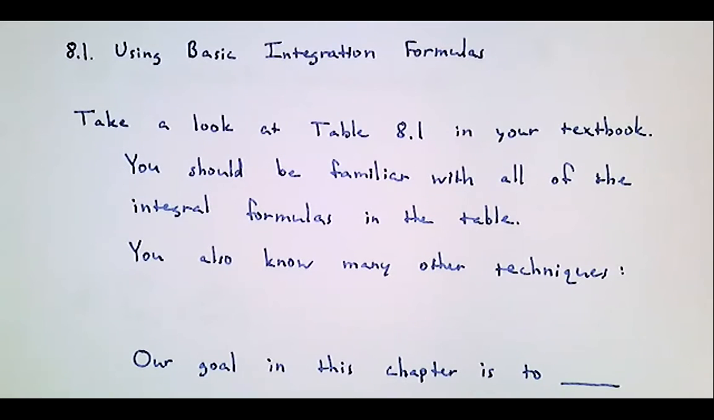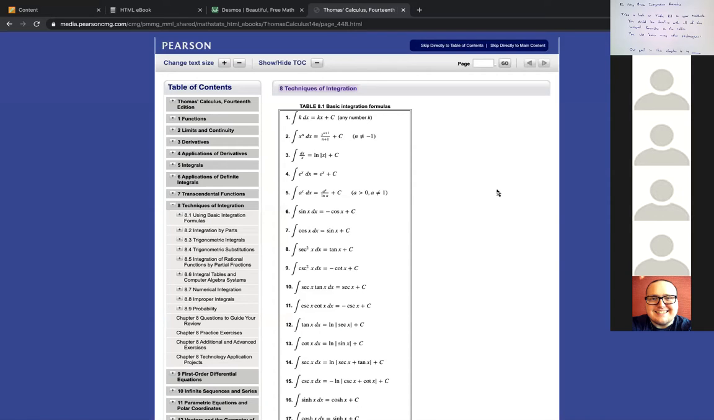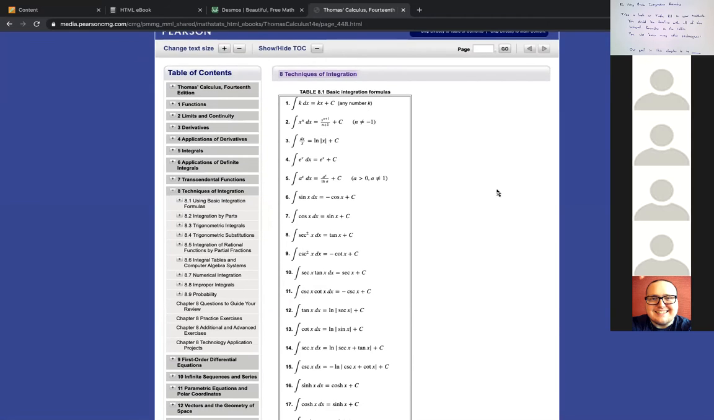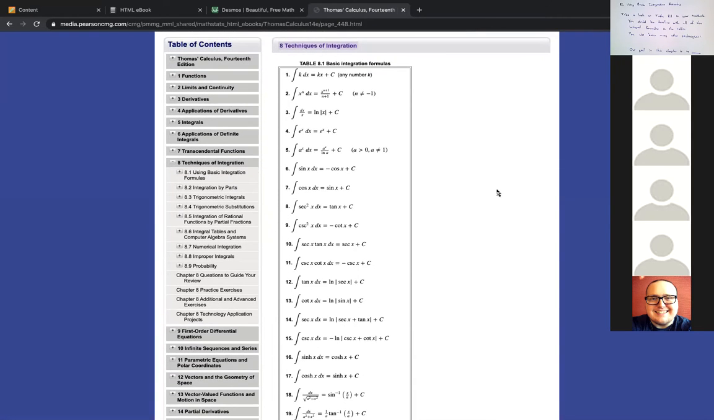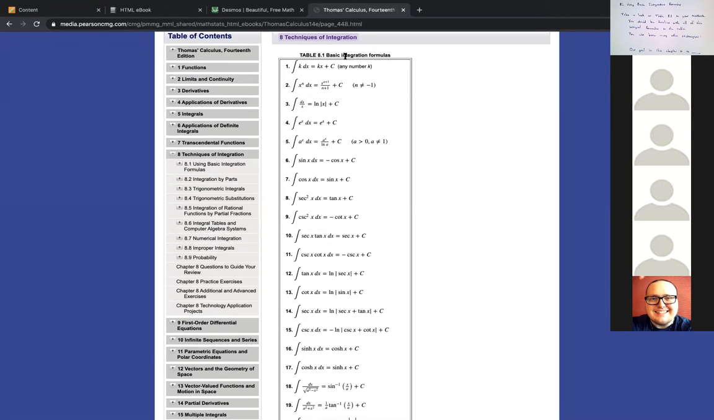There's a table in the section in your textbook, table 8.1, that has a list of most of the integrals that you've learned how to do since you started learning calculus. And let me just switch over to my tab where I have that open so that we can take a look at it. So here's the HTML version of your textbook, and table 8.1 contains most of the basic integration formulas.